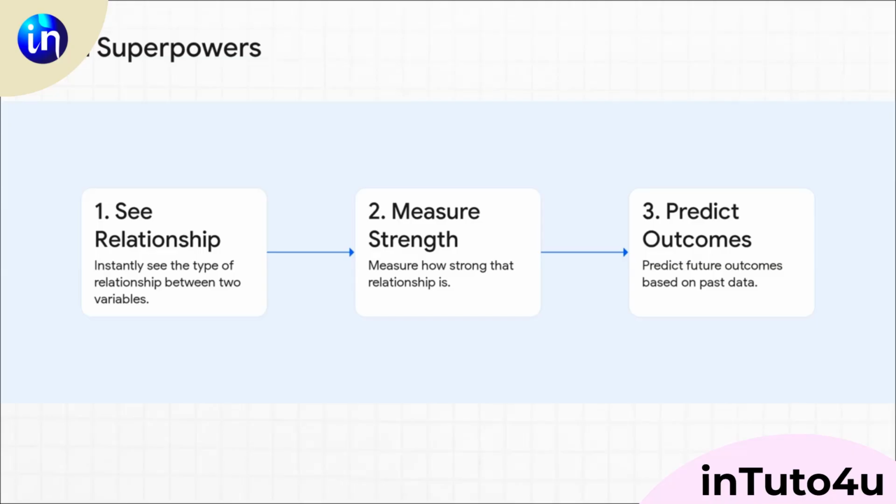Are they spread out all over the place? Well, the trend is weaker, it's less predictable. And finally, you can use it to predict things. Based on the trend, if you're going to study for 10 hours, the line can give you a really good guess of what your score might be.